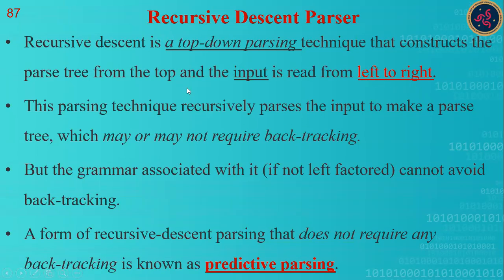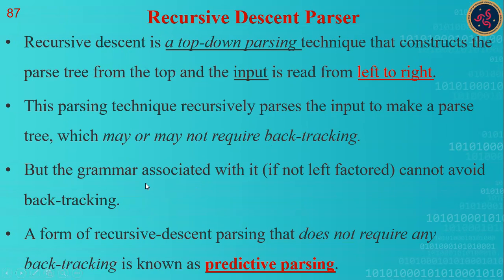Okay, so in this recursive descent parser, it can produce a parse tree by using backtracking or without using backtracking also. Okay, so next, the grammar that is given to the recursive descent parser should not have any recursion.